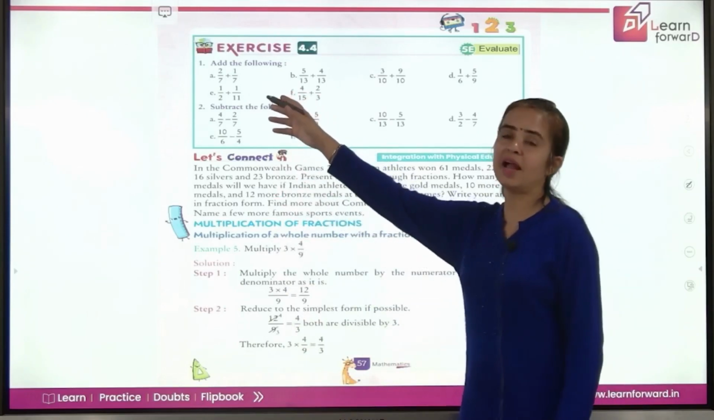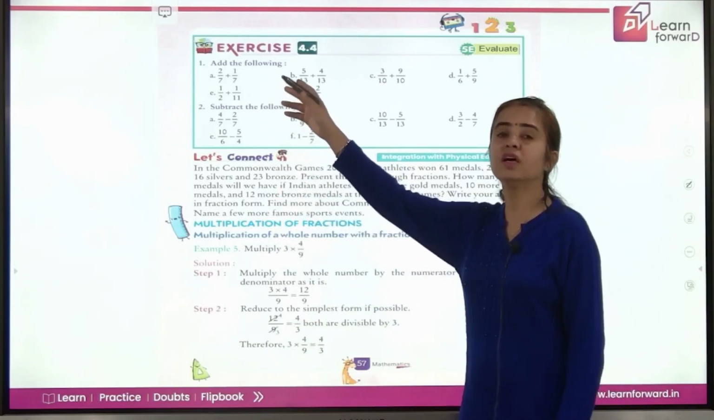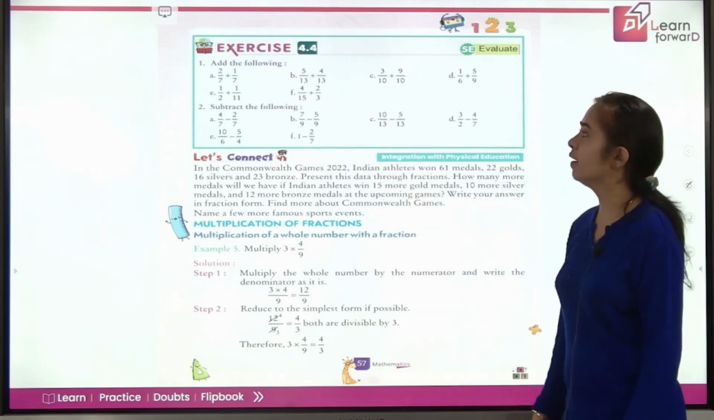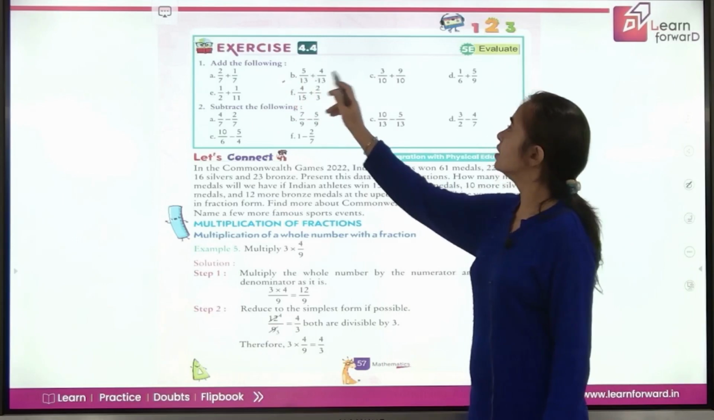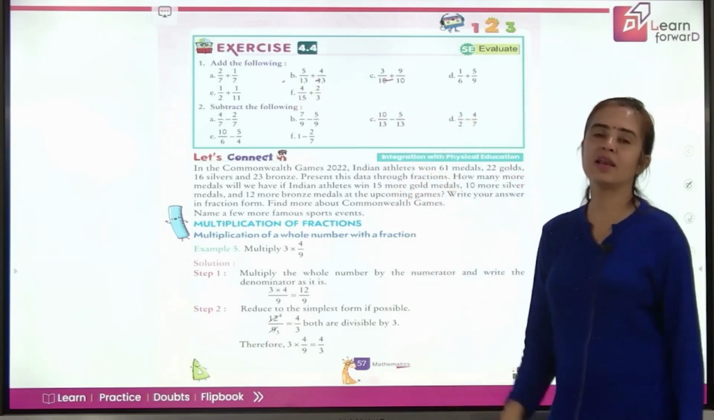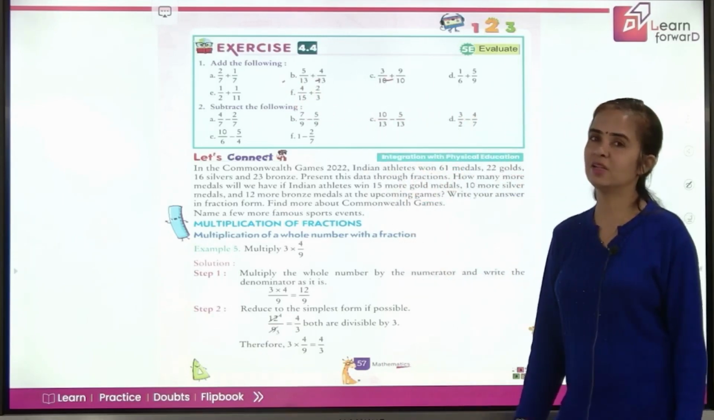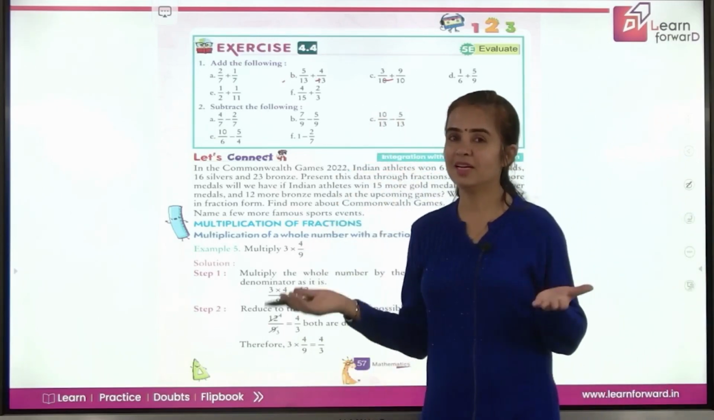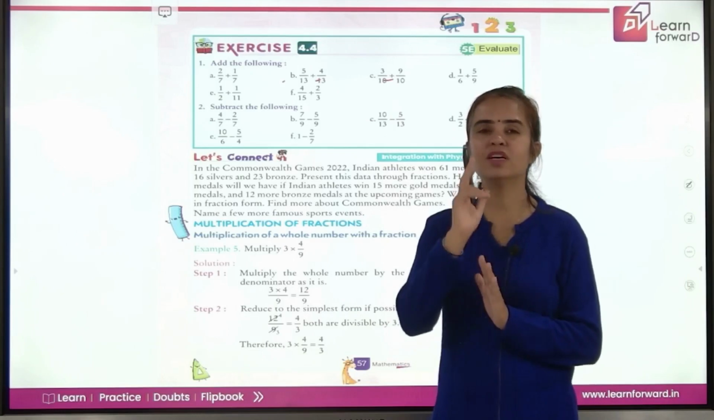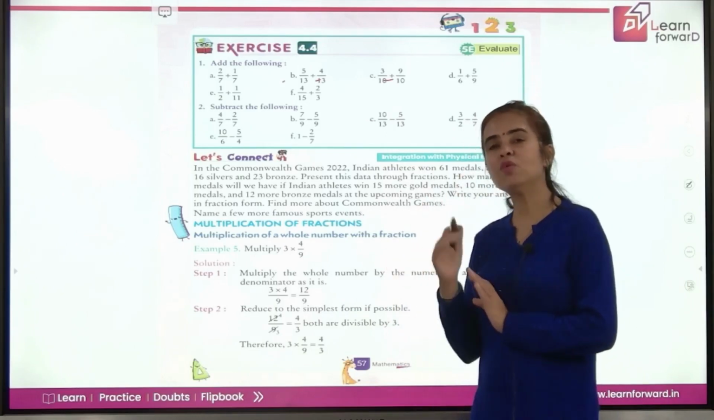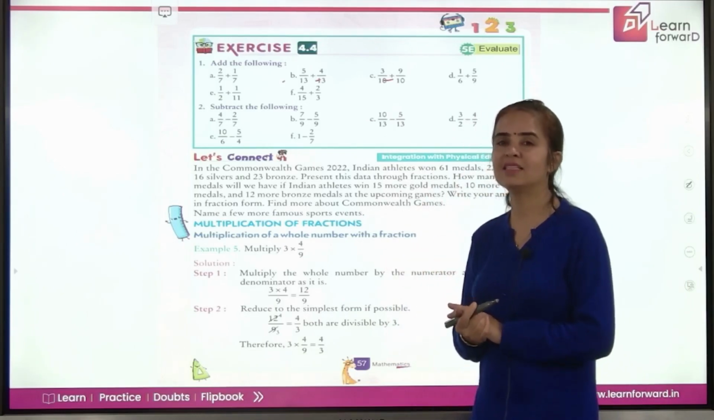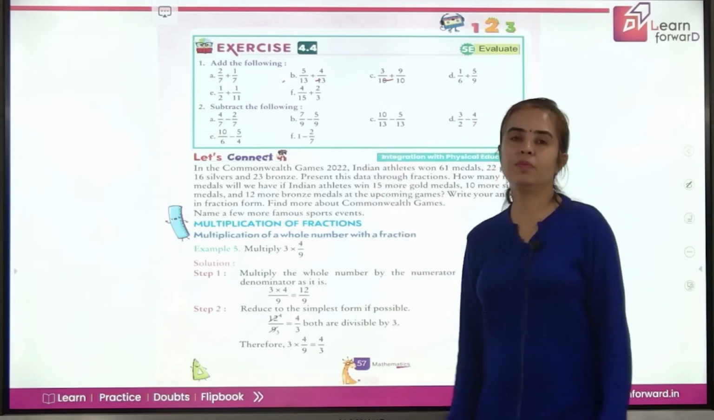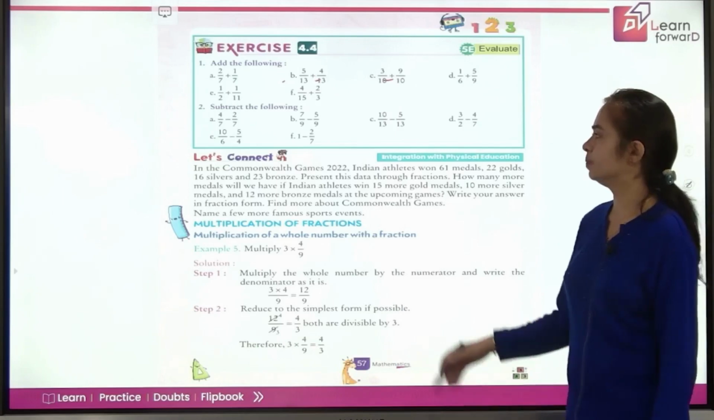First, you will be adding the fractions, where you will first observe whether they are like or unlike. If they are like, these three are like, so you'll just be adding the numerators. In the other three parts, the denominators are different, they are unlike. So first find the LCM, make them equivalent fractions with the denominator as LCM and add them, right? And similarly, you will do the same in subtraction also.